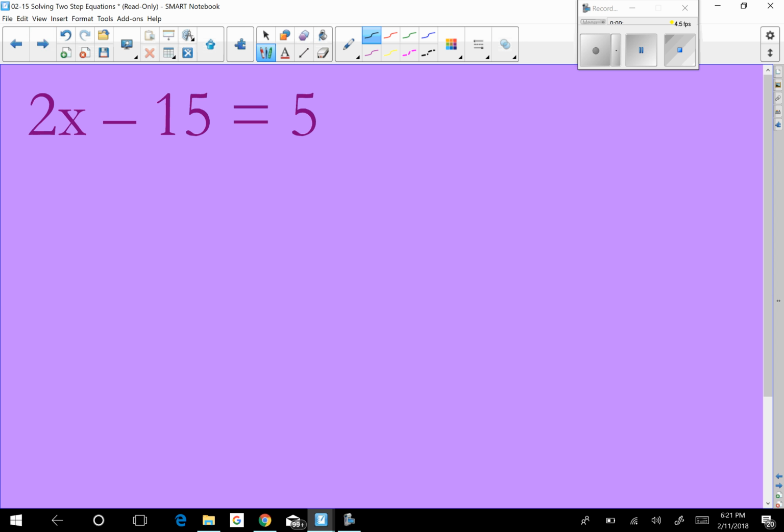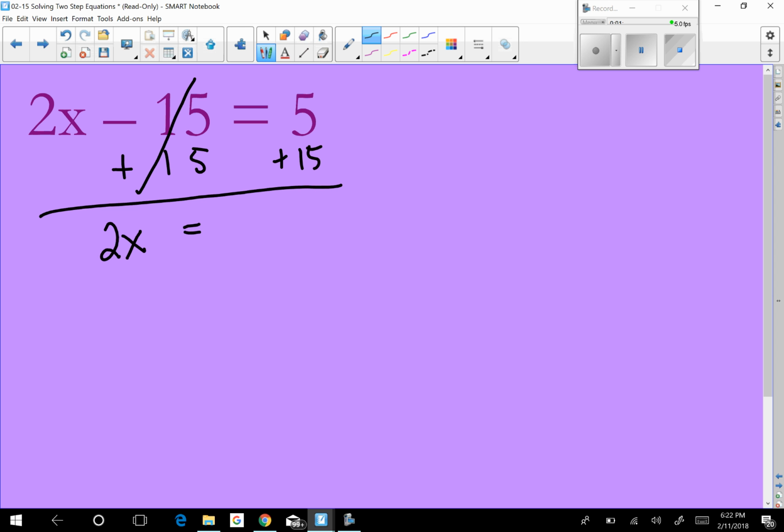Okay, first example here. 2x minus 15 equals 5. So working PEMDAS backwards, we have to undo this subtraction. So how do we undo subtracting 15? Well, by adding 15 to both sides. So plus 15 over here. And so negative 15 and positive 15 will balance each other out. You have 2x, and bring down your equal signs. And then we have 5 plus 15, and that's 20.